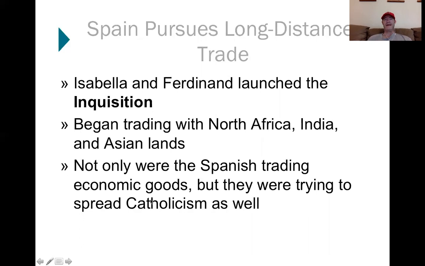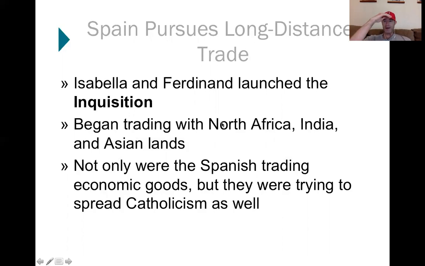Now Spain, again, this Inquisition, to basically try to take back a degree of, shall we say, identity with the Catholic Church and so forth. So the Inquisition becomes pretty important. Again, they're going to be heavily desiring these additional trade routes as well: North Africa, India, and Asian islands or lands. But the big thing you hear about is the spread of religion, Catholicism.